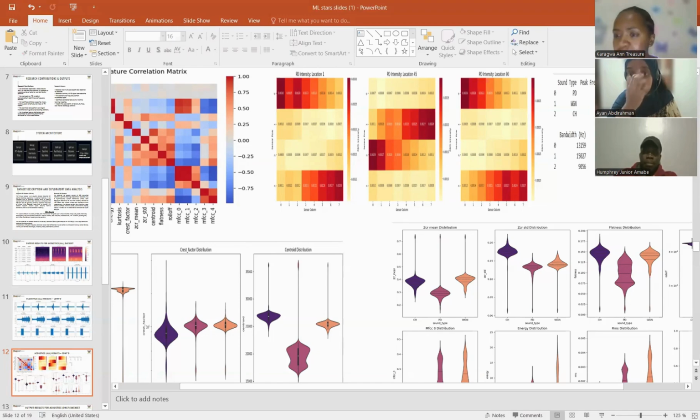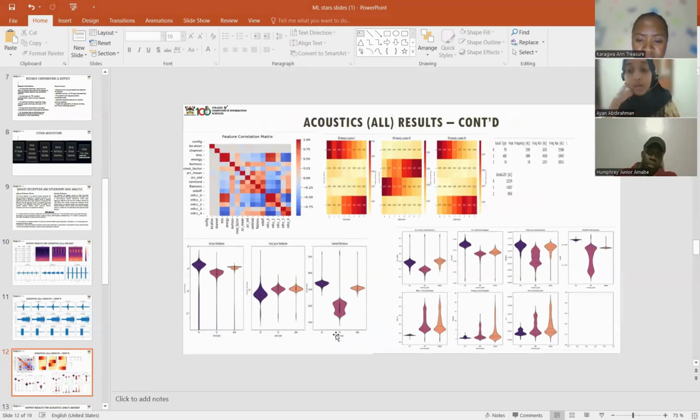So from these frequency ranges, we see an overlap. We see that the white noise has the highest maximum frequency, and we can see the different overlaps between the different frequencies. And we're able to plot the different violin graphs, which show which feature is able to differentiate each of these signals. So we saw that the centroid distribution is the strongest feature that can differentiate between the white noise, the partial discharge, and the chaps.